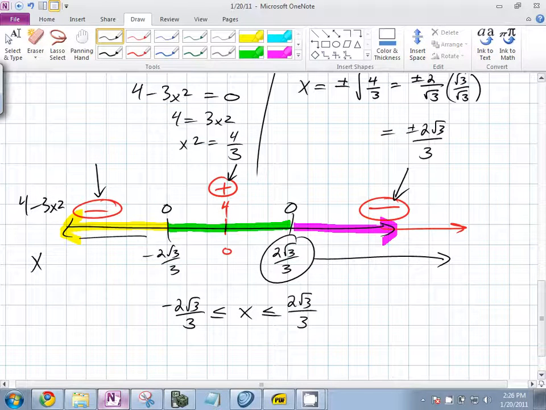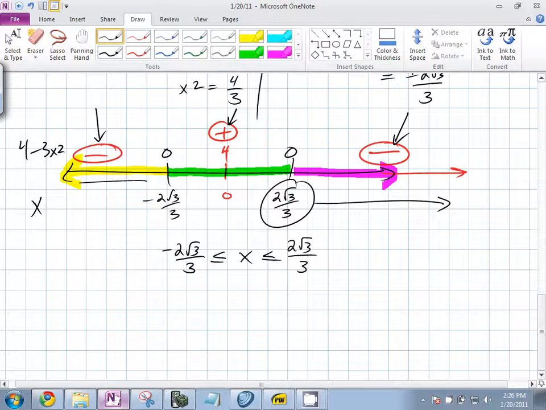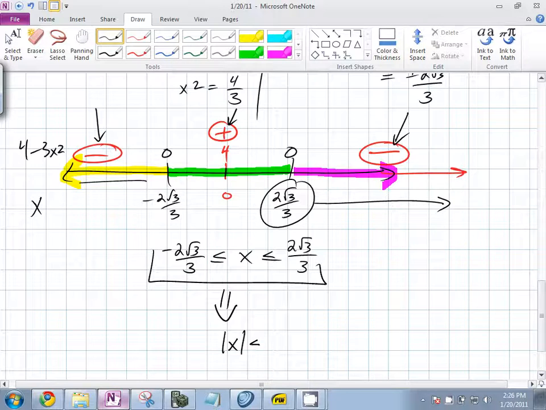Now, just to give you a preview, there's a better way to write that notation. You can write it as the absolute value of x is less than or equal to 2 root 3 over 3. Why? Absolute value means distance from 0. If you're sitting at 0, how far to the right can you go? 2 root 3 over 3. How far to the left can you go? 2 root 3 over 3. If I said the absolute value of x is less than or equal to 2 root 3 over 3, what's the farthest you can go in either direction? So therefore, this is the same as this.